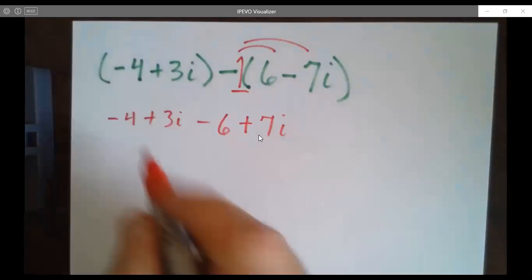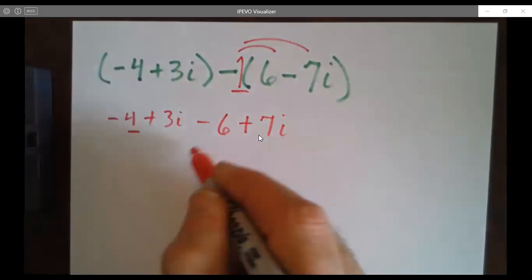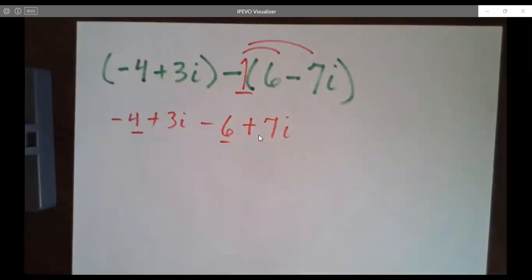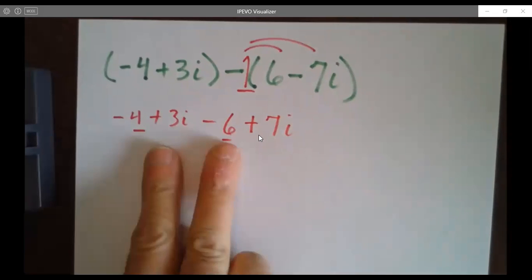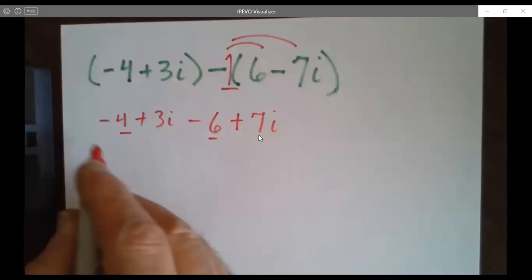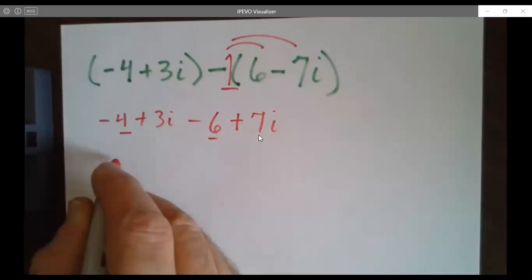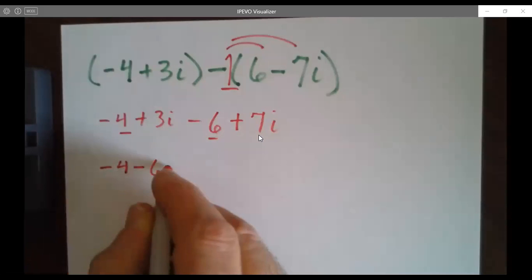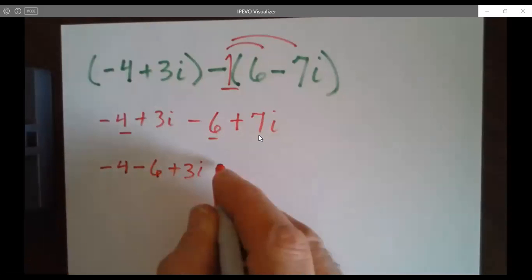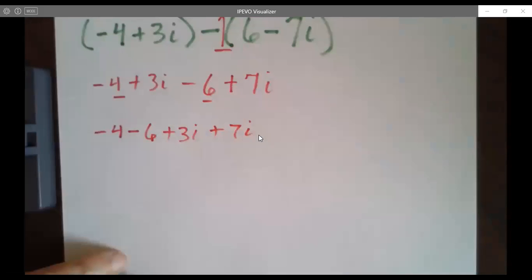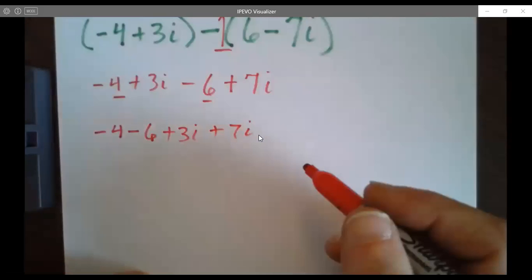So now we put the two real numbers together. So basically all we're doing is we're taking the 3i and the minus 6 and switching places. We're not adding or subtracting anything yet. So this would be negative 4 minus 6 plus 3i plus 7i. Okay, how are we doing so far?